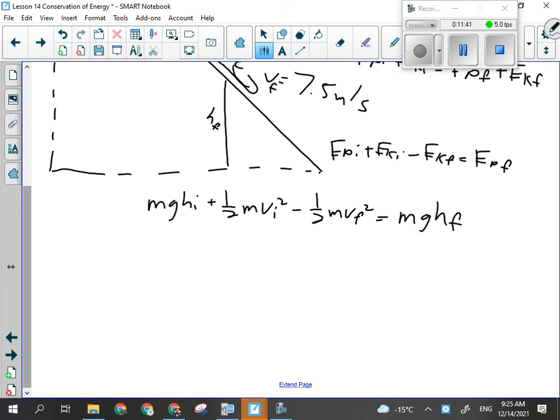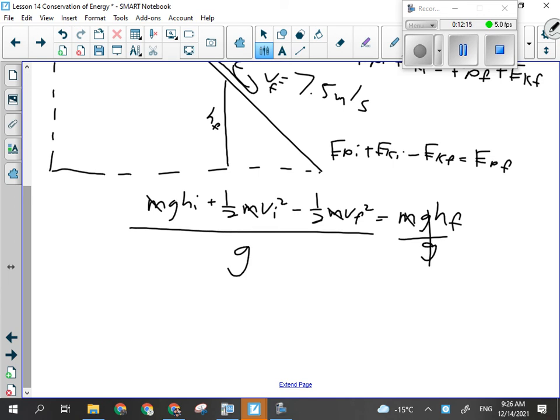What's in every term? Mass. If you're not comfortable canceling it, that's fine. They did give it to you here, and on a test, I would give it to you. I'm not going to play that joke again because it was only slightly funny. So I cancel all the M's. I need to get HF by itself. What do I have to move? G. How do I move it? All right, there's my formula.